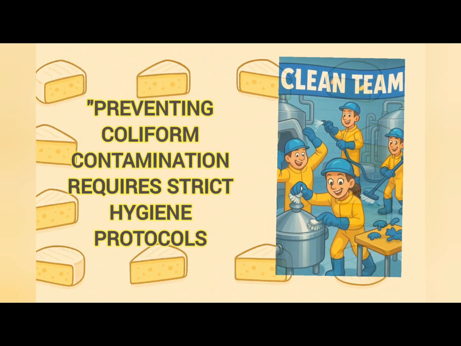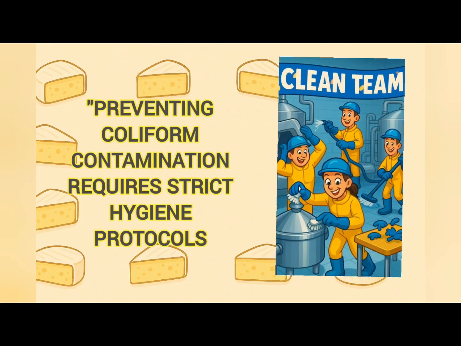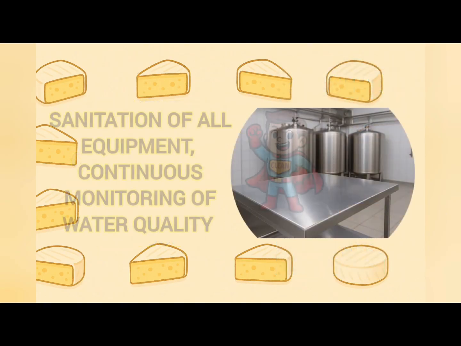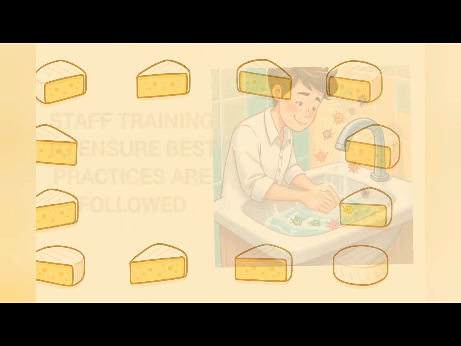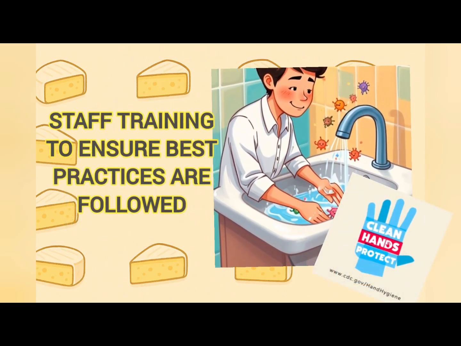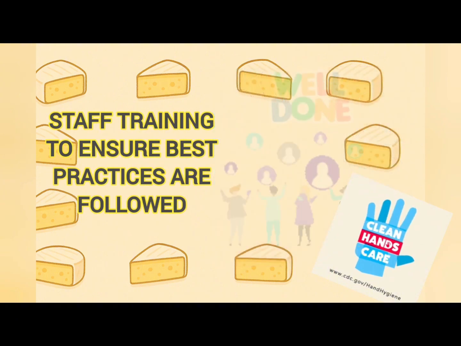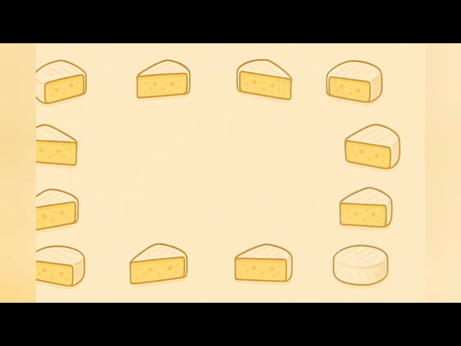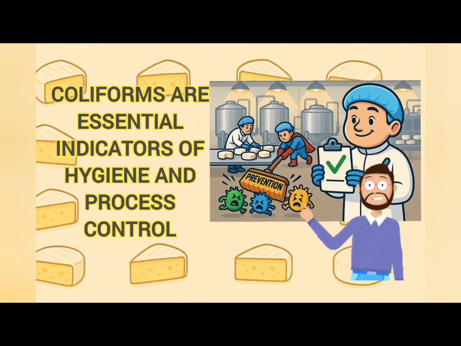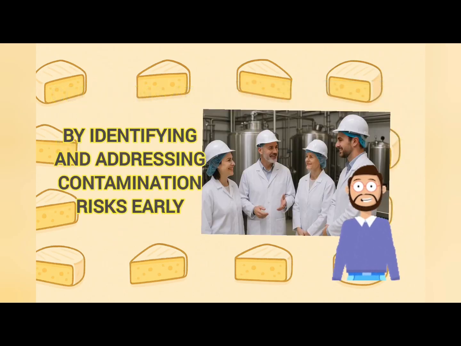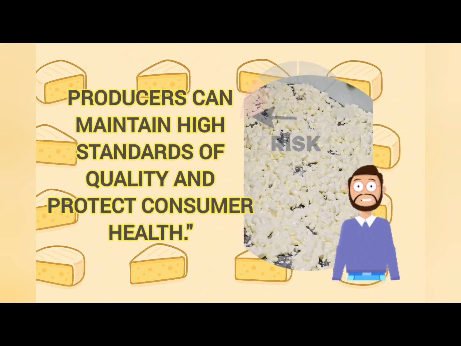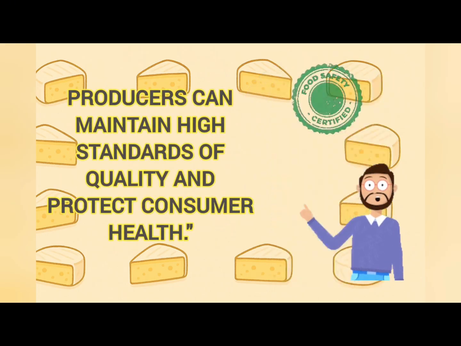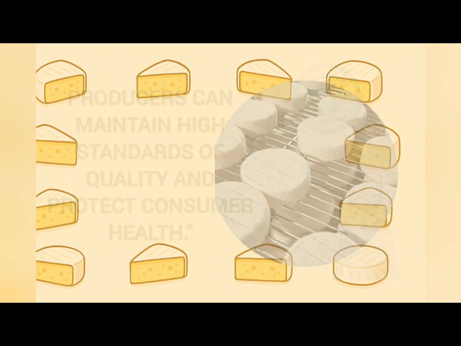Preventing coliform contamination requires strict hygiene protocols. This includes thorough sanitation of all equipment, continuous monitoring of water quality, and comprehensive staff training to ensure best practices are consistently followed throughout production. Coliforms are essential indicators of hygiene and process control in the dairy industry. By identifying and addressing contamination risks early, producers can maintain high standards of quality and protect consumer health.